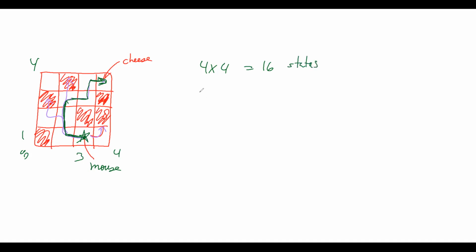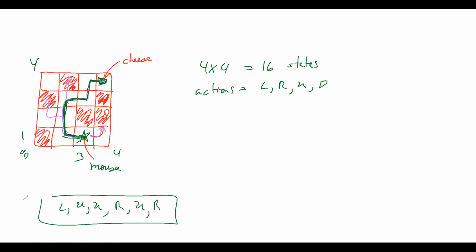And then you have the actions, which are left, right, up, down, right? So it can go left, up, up, right, up, right. That sequence of actions is what wins the game in the most optimal way in this very simple example, but that tells you that the actions are these.